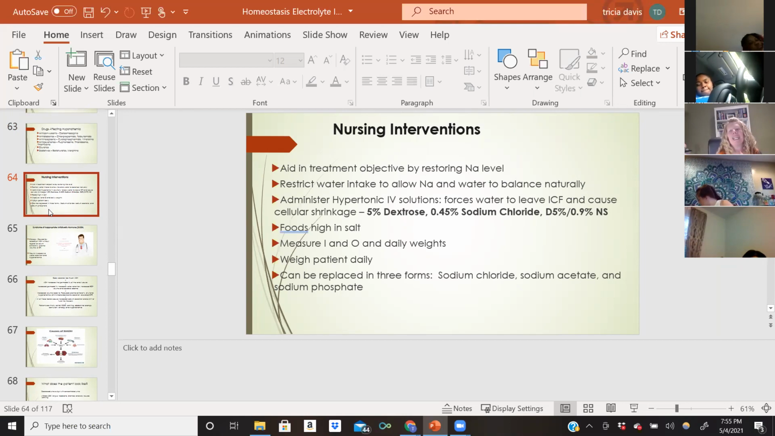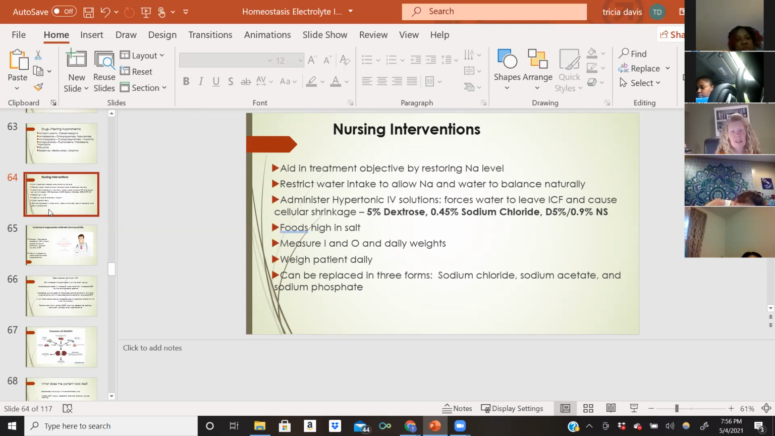So the fluids that we can give are 5% dextrose, 0.5% sodium chloride, or we also say half normal saline. We say that as sometimes you'll hear them in the clinical setting. And sometimes we can give D5 and 0.9% normal saline. You guys, for testing purposes, are going to need to know what type of fluids to give your patients to help restore their electrolyte levels, okay?